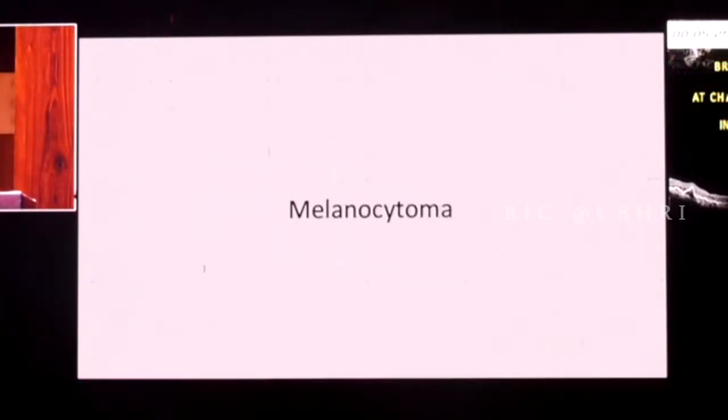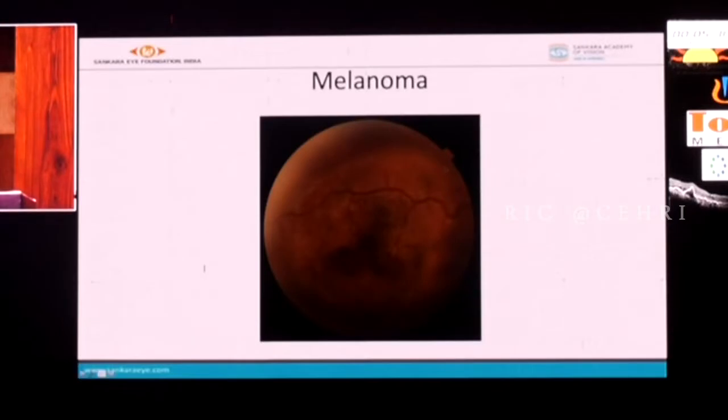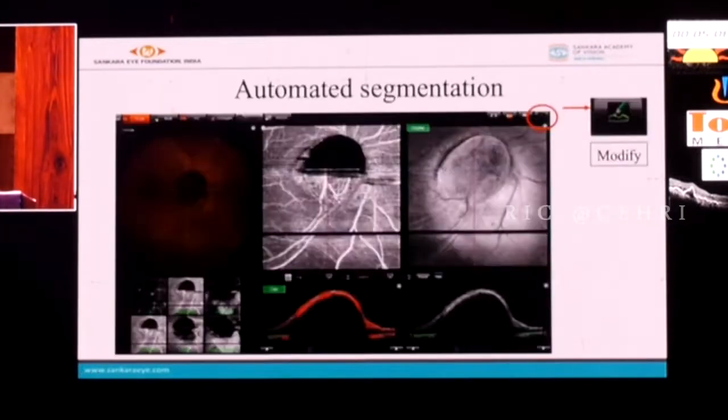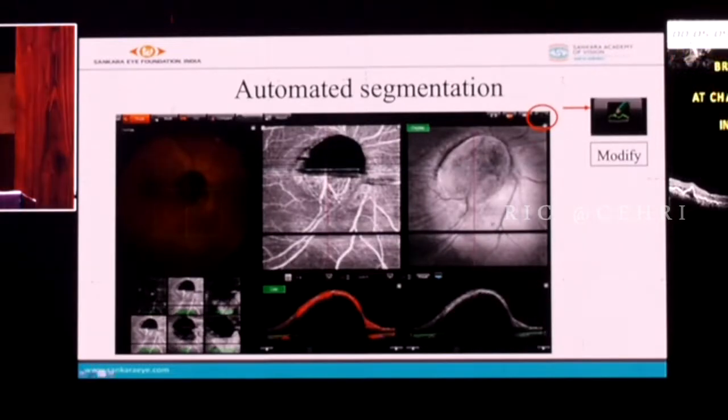Let's go on to pigmented tumors. Let's look at melanocytoma. So this is a peripapillary melanocytoma. It doesn't have any vessels. All it shows is a black area. So this can be used as a surrogate marker. If you see vessels in that, there is a possibility that the tumor is becoming a melanoma as well. Coming on to melanoma, the problem with doing OCTA in thicker tumors is the segmentation.